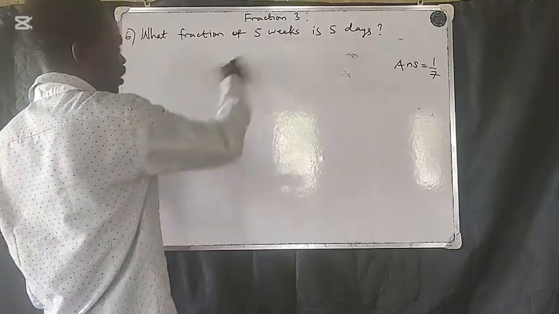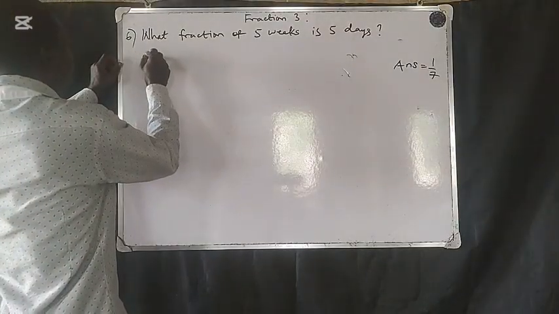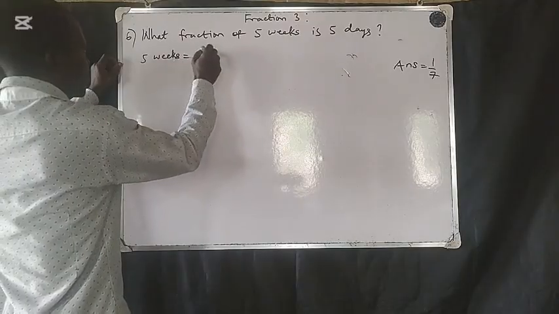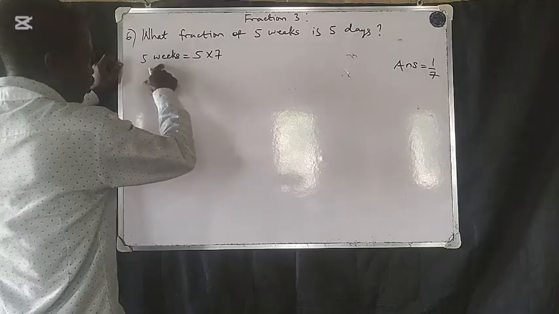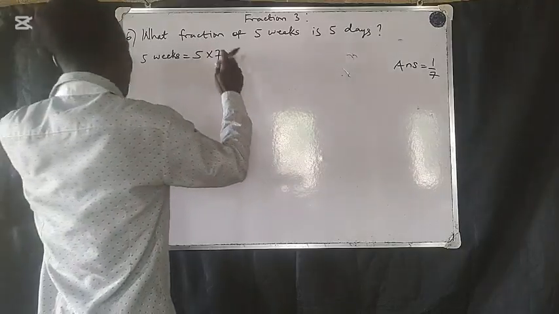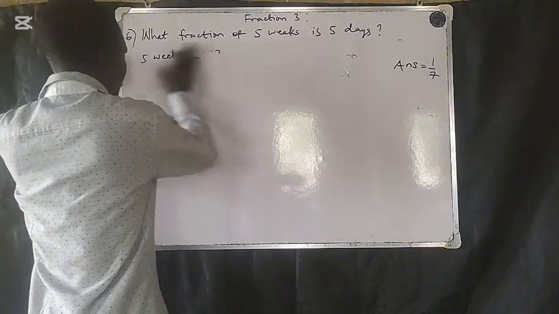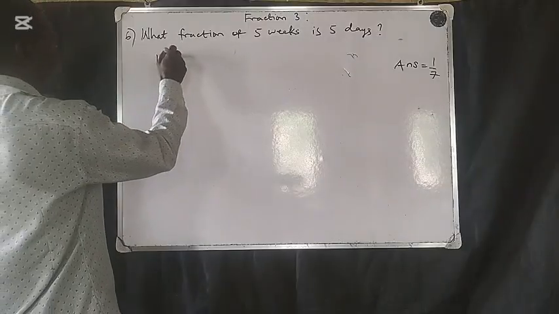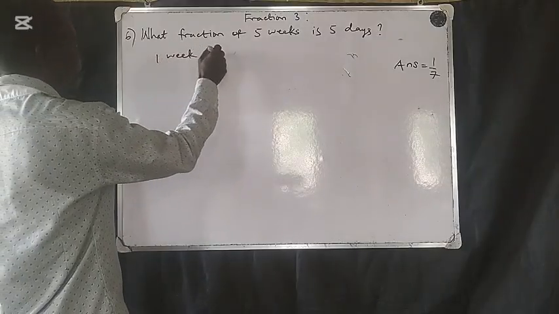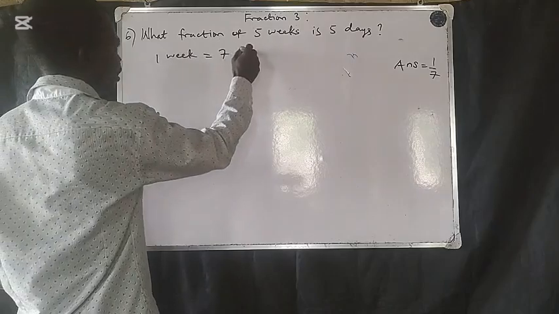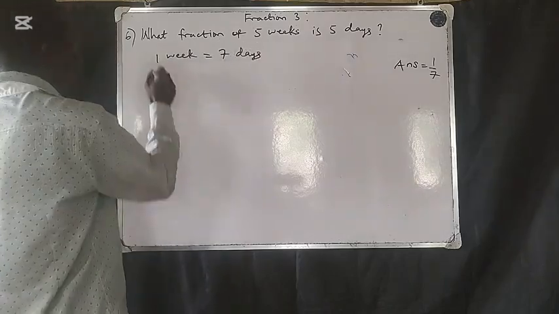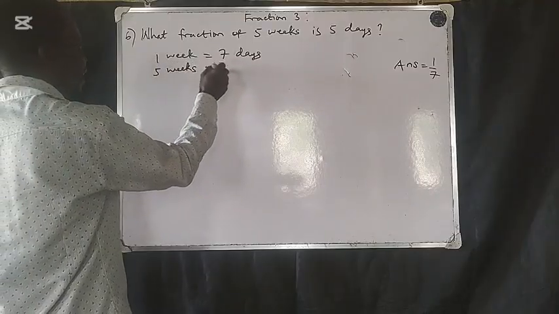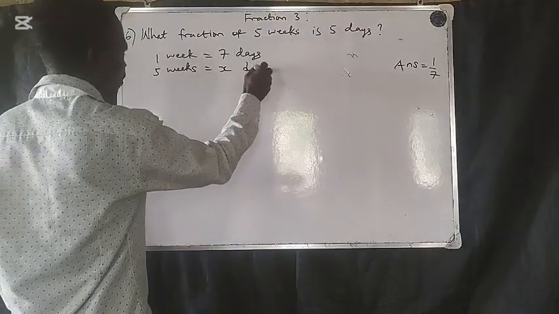That means to convert 5 weeks to days will be 5 multiplied by 7, because we have 7 days in 1 week. And if it is confusing, let's do what they call direct proportion. 1 week equals 7 days, right? Then 5 weeks equals x days. Let's say we don't know.